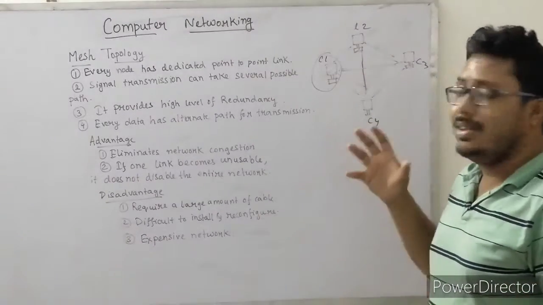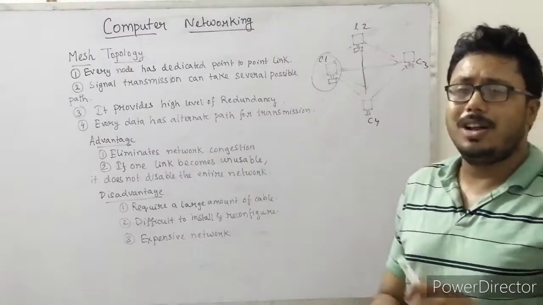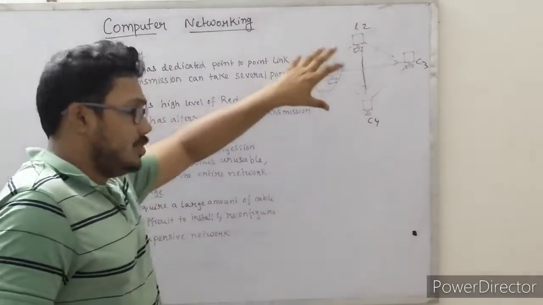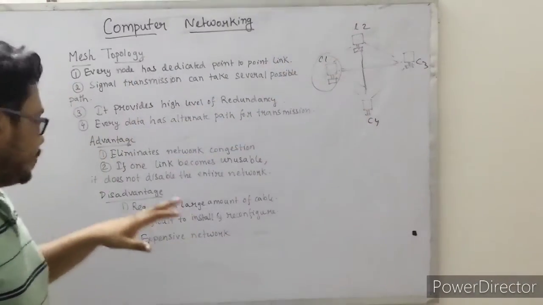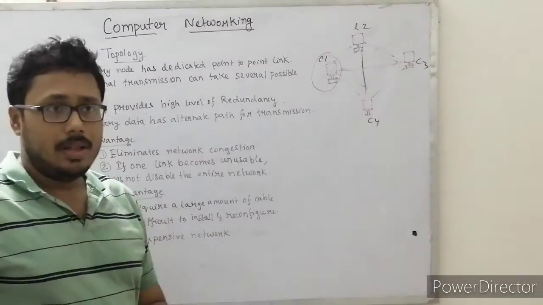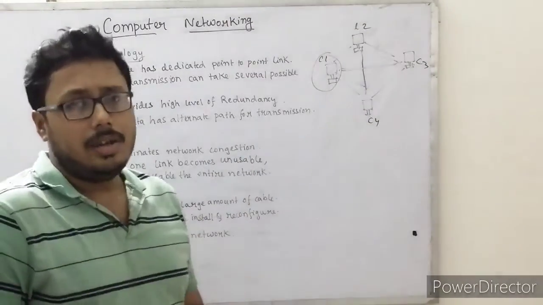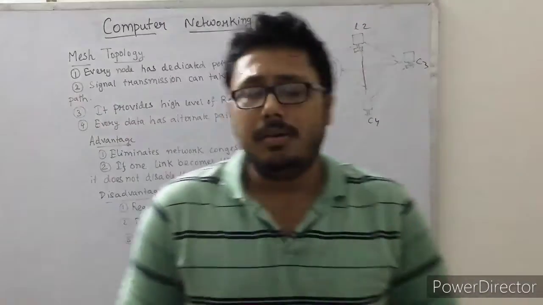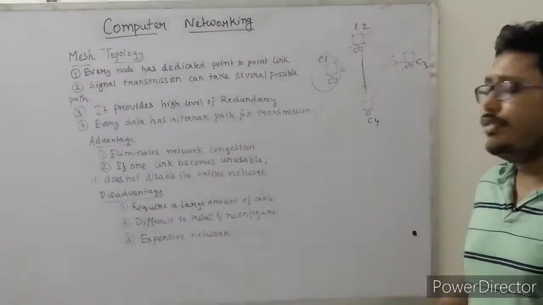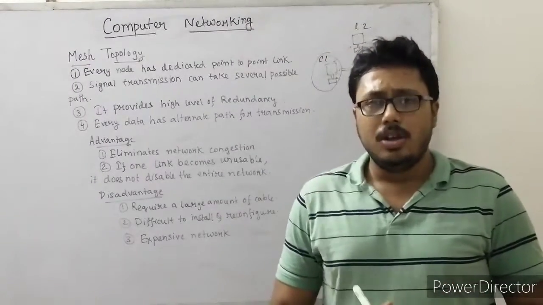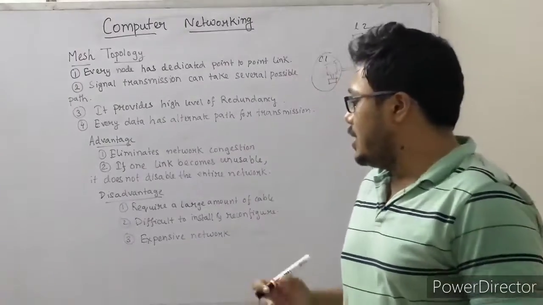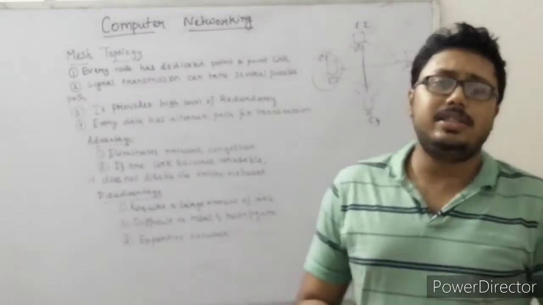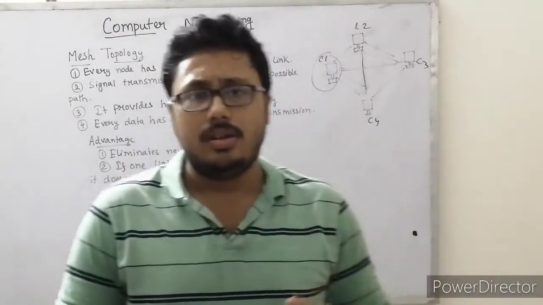Now, difficult to install. See the structure. It is like a wave, meshwork, a complex structure. So the transmission for this network is an advantage, but the construction of this network is very difficult. Now coming to the third point, it is an expensive network because you need a lot of cables to construct this network. So it is an expensive network. So this is all about mesh topology, its advantages, disadvantages and its structure.